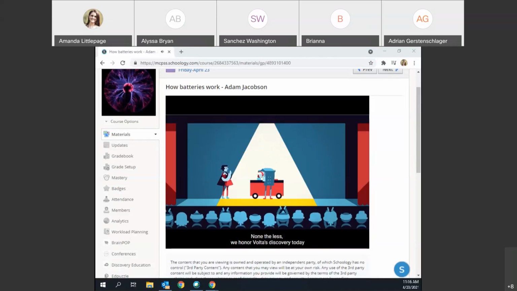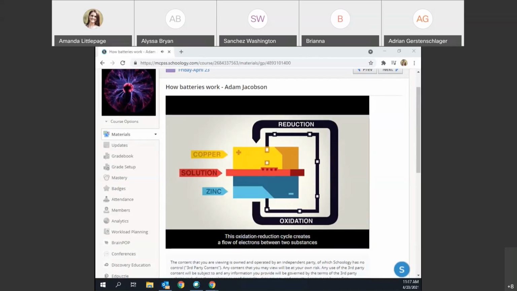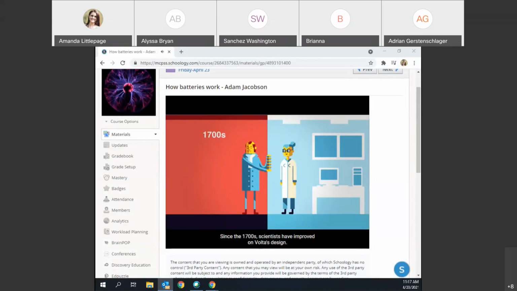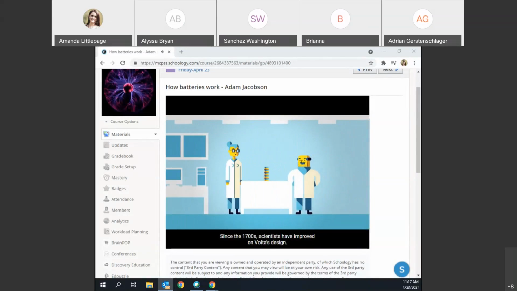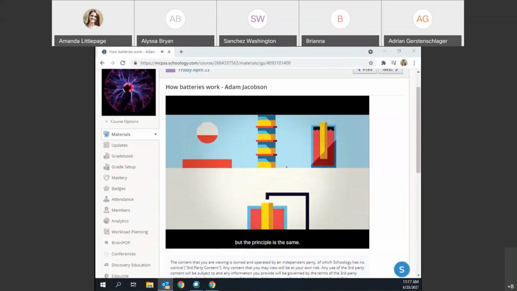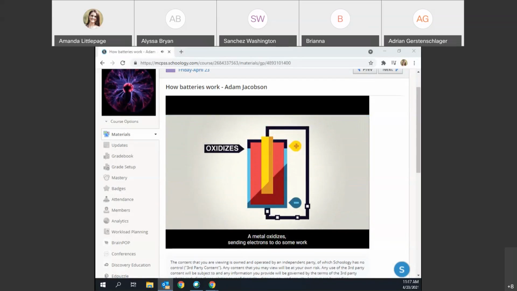Nonetheless, we honor Volta's discovery today by naming our standard unit of electric potential the volt. This oxidation-reduction cycle creates a flow of electrons between 2 substances, and if you hook a light bulb or vacuum cleaner up between the 2, you'll give it power. Since the 1700s, scientists have improved on Volta's design. They've replaced the chemical solution with dry cells filled with chemical paste, but the principle is the same. A metal oxidizes, sending electrons to do some work before they are regained by a substance being reduced.